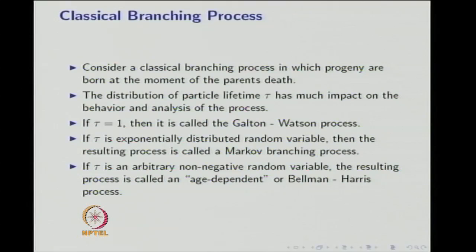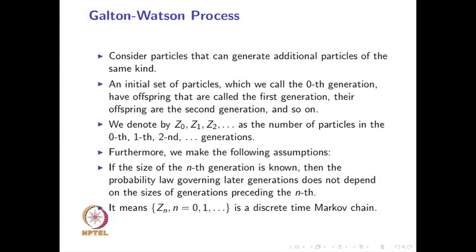If tau is an arbitrary non-negative random variable, the resulting process is called age dependent or Bellman-Harris process. Now we are going to discuss Galton-Watson process. In the next lecture, lecture 2, we are going to discuss Markov branching process.